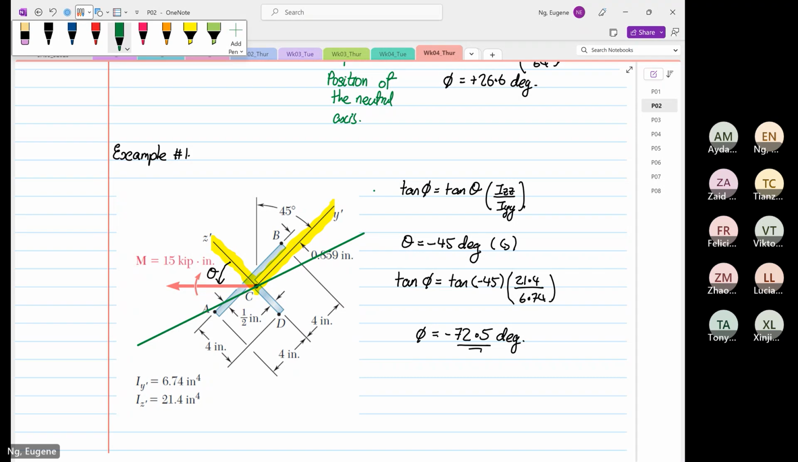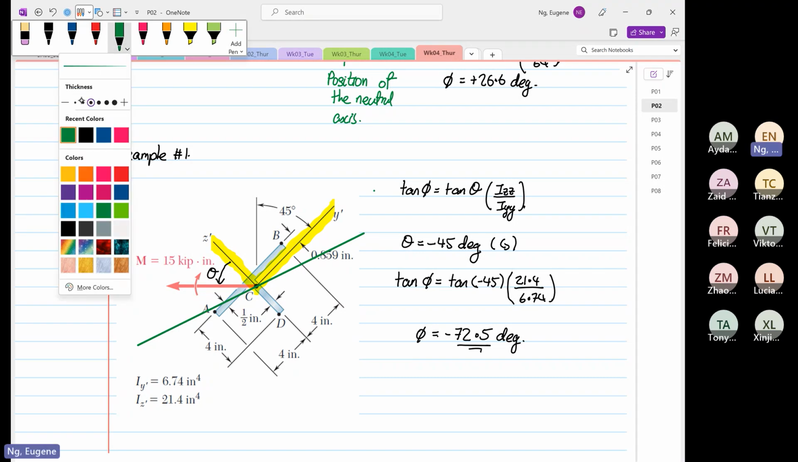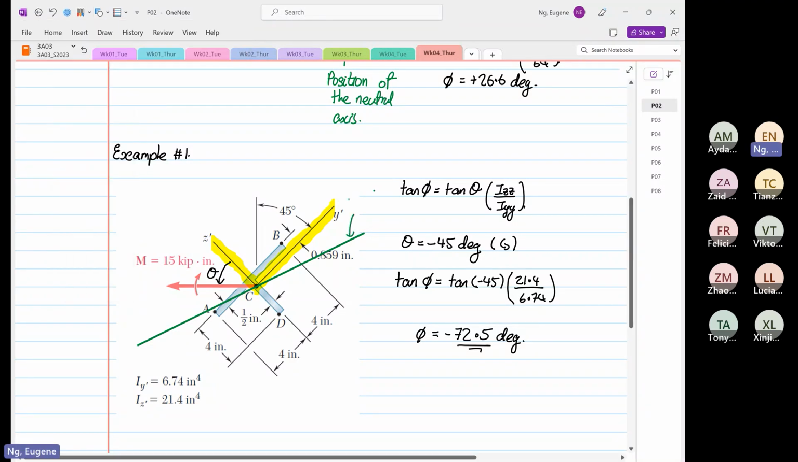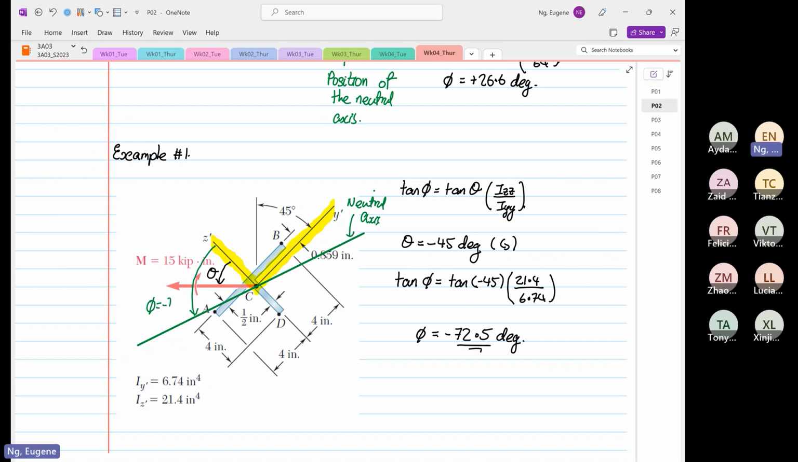Let me write this down. So this is our position, or this line is our neutral axis. And the angle is from Z prime going in an anti-clockwise direction because it's negative, and this angle phi is equal to minus 72.5 degrees. Okay. I will draw another example to clarify things if you are confused.